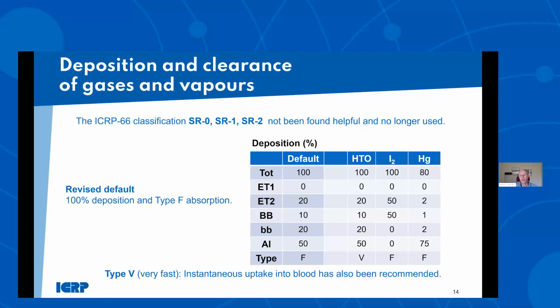In the table, you can see the partitioning between the different regions, and just 3 examples of cases where there was enough information to specify material-specific values: tritiated water, elemental iodine, and mercury vapor. We have also kept a special absorption type from ICRP 66, type V, very fast, to be applied to gases or vapors.